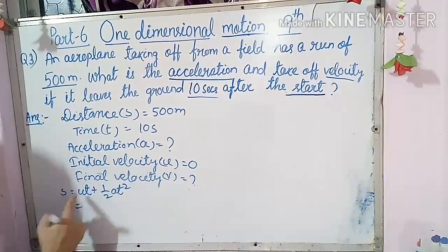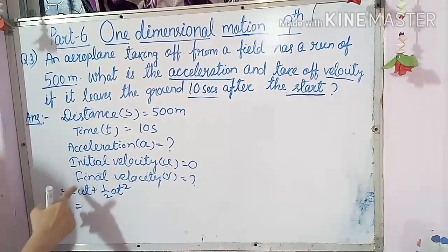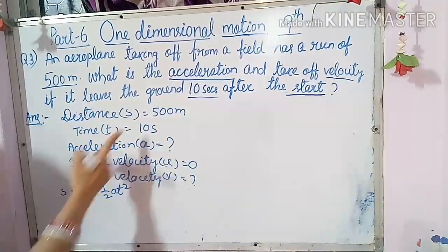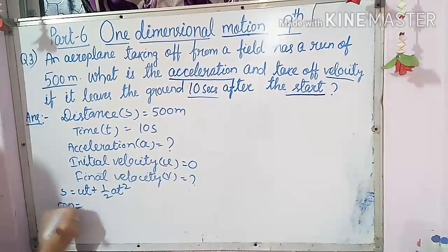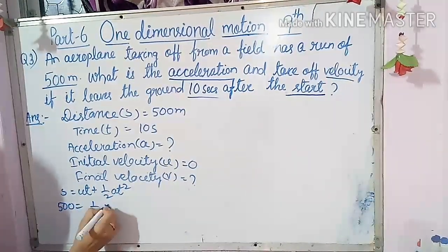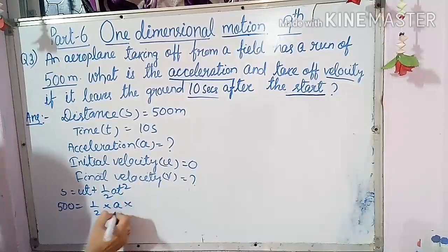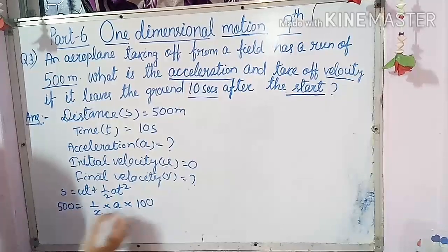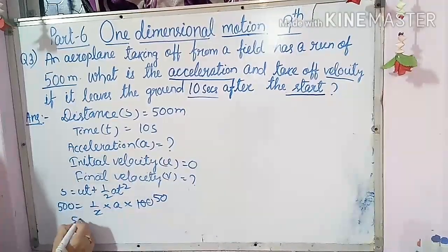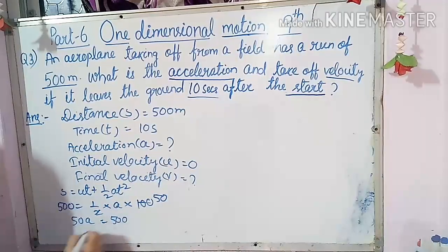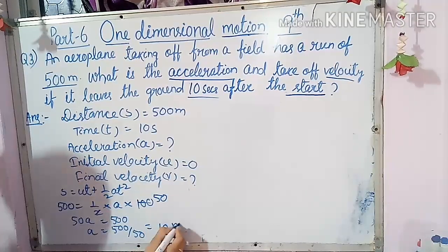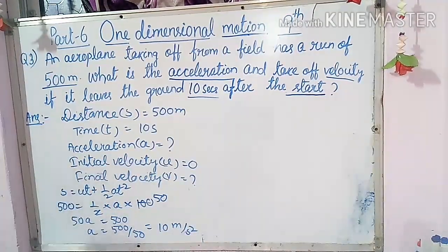Now u has given 0. 0 into t, anything multiplied by 0 is 0. Then s equal to, it has given 500. Half at square means half into a, it is asking. T square means 10 square, it is 100. Now you can do that one, 250. Now you will get 50a equal to 500. So a equal to 500 by 50, that is your 10 meter per second square. Now the first thing you got is that acceleration equal to 10 meter per second square.